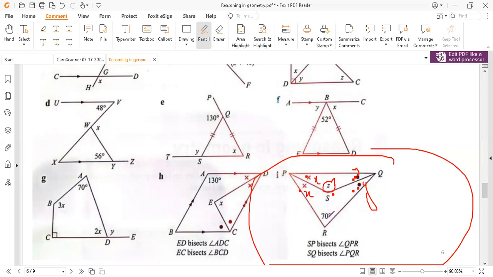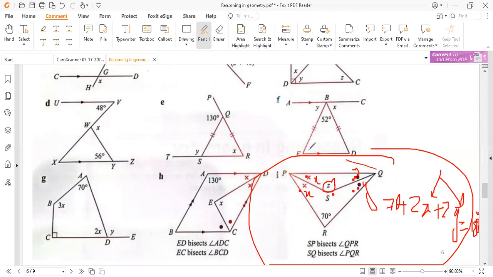Let's find, for example, 70 plus 2x. So normally we have a 70 in the biggest triangle, the triangle RPQ, plus 2x, plus 2y equal to 180. Because we are facing here an equation with two unknowns, the x and the y, normally we need another equation.